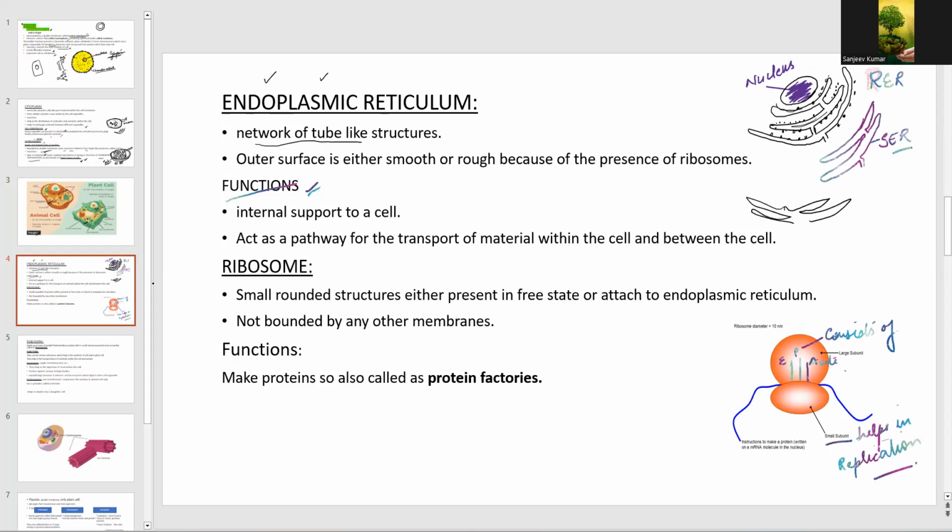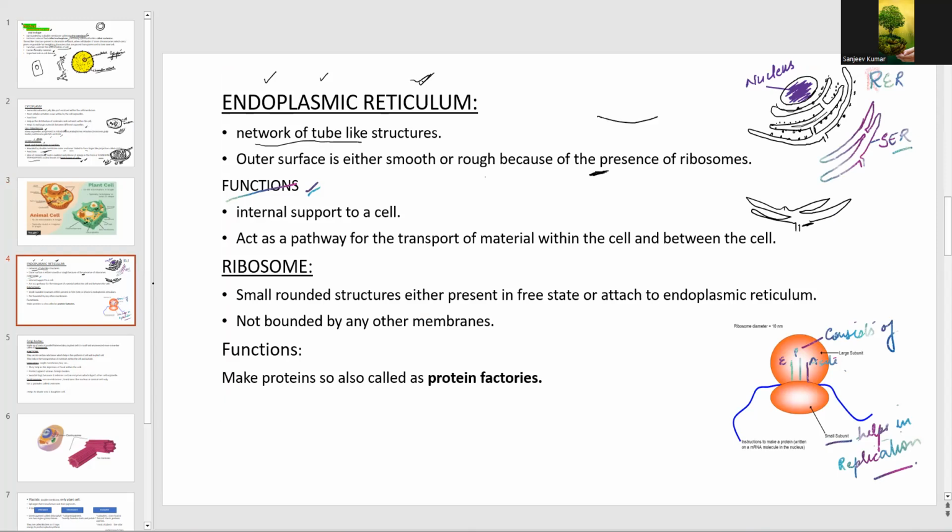Now, if it is forming like this, it means it is somewhere supporting the cell, making the fluid strong. Okay, so it is a network of tube-like structures, reticulum meaning net-like. Okay, the outer surface is either smooth or rough. This is a basic property of the ER.